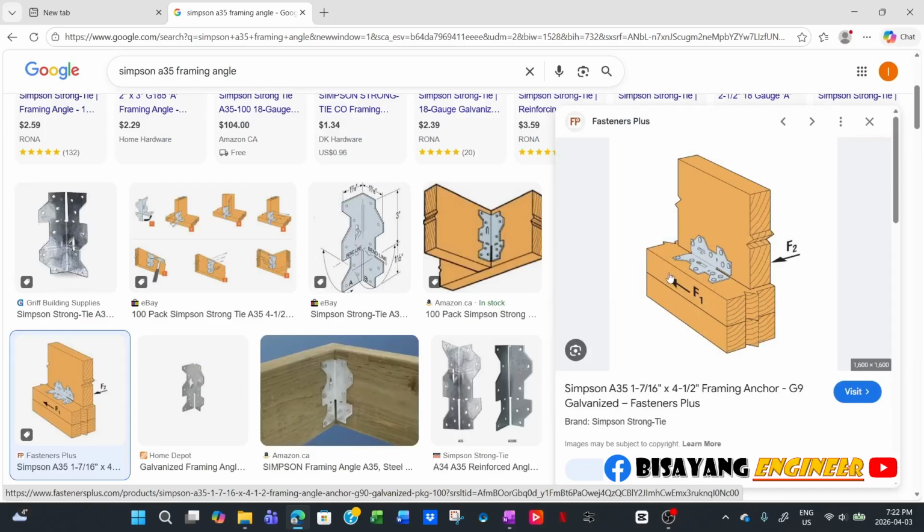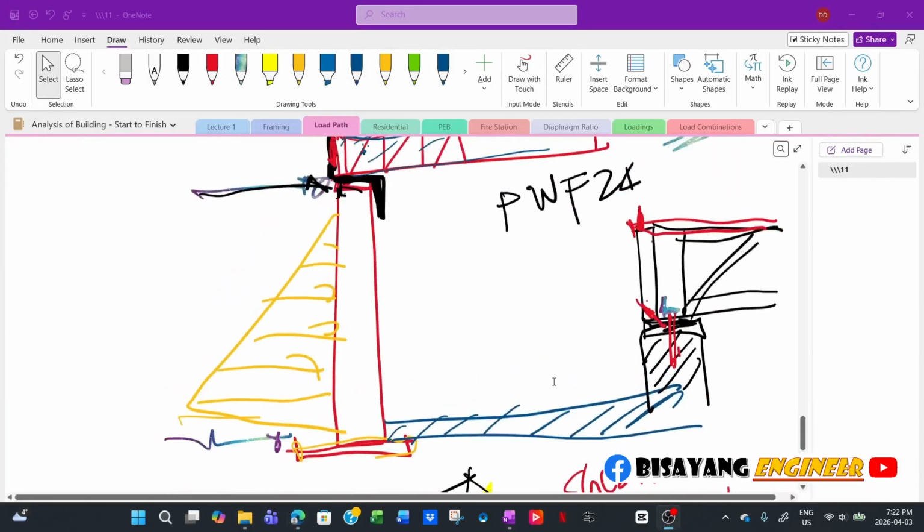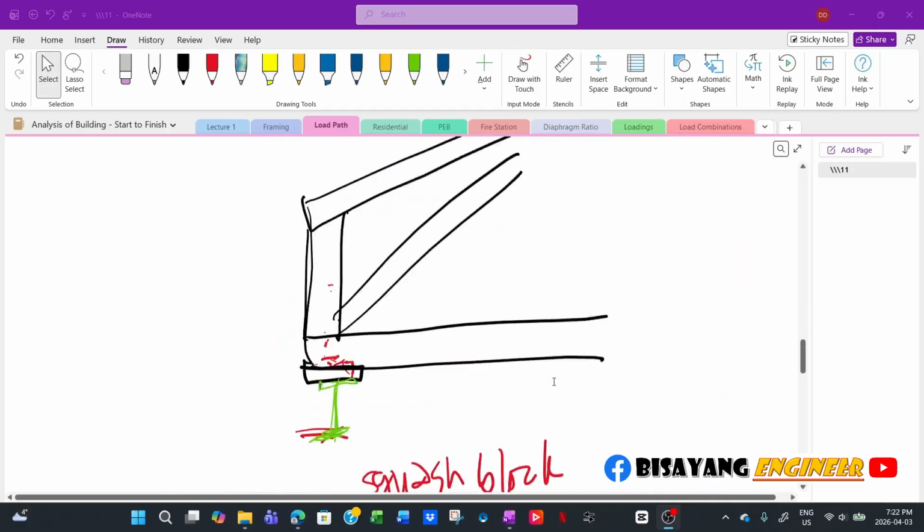So you have the lateral load F1. The number of angles required is basically your total horizontal load divided by the capacity of this one, the number of A35 framing angles, or you can have any other connector, but we typically use this one. And then whatever is the number of angle connectors required, you divide that into the length, then you have the spacing. So that's how it is in wood framing.